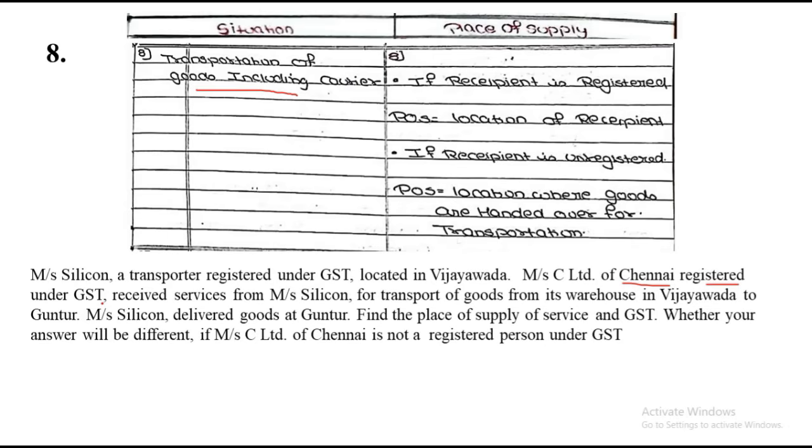But in the second case, if he is not a registered person, then the location where the goods were handed over for transportation is considered. Here it is transport of goods from his warehouse in Vijayawada. Silicon handed over the goods in Vijayawada to be transported to Guntur. So in our second case, Vijayawada will be the place of supply. If he is a registered person, Chennai. If he is not, Vijayawada will be the place of supply. Okay, that was situation number 8.